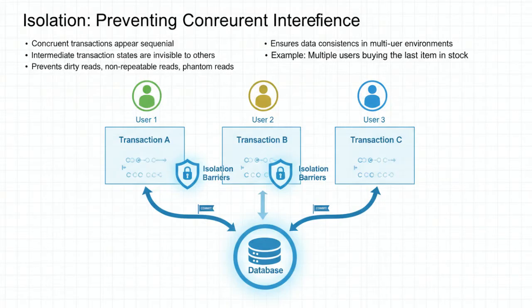Without isolation, issues like dirty reads, non-repeatable reads, and phantom reads could occur, leading to incorrect data or lost updates. Imagine 2 users simultaneously trying to buy the last item in stock. Isolation ensures that only one transaction successfully allocates that item while the other is properly handled, perhaps by indicating the item is out of stock. Various isolation levels exist, such as read uncommitted, read committed, repeatable read, and serializable, offering different trade-offs between concurrency and strictness. The goal is to provide a consistent view of the database to each transaction, regardless of other ongoing operations.